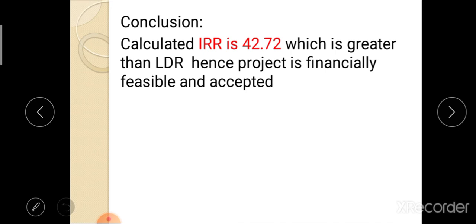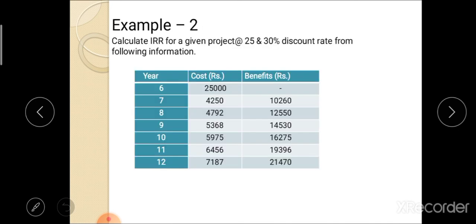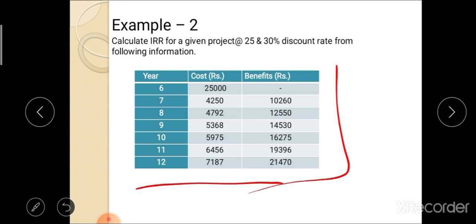So this is all about the calculation of IRR. Here is the next example: calculate IRR for a given project at the 25 and 30% discount rates, using the following information. This is the cost and benefit data which is given to you. You have to solve and calculate IRR and write it in your practical manual.